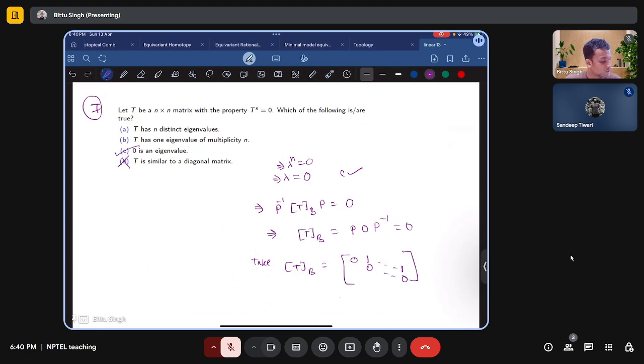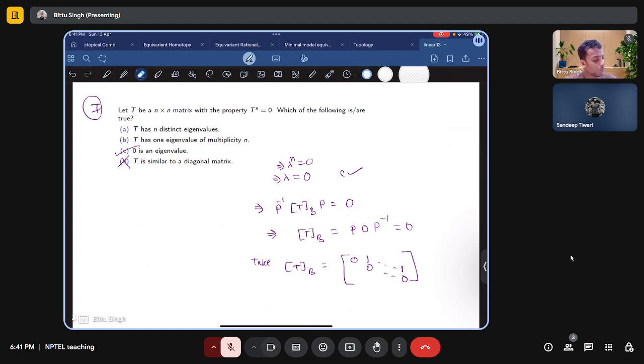So we can see that this matrix T is not diagonal. That is, T cannot be similar to a diagonal matrix. Whatever P we take, P inverse T P will always not be a diagonal matrix. Otherwise, this will be 0, which is not possible because the ranks of those two things are different. So D is wrong.